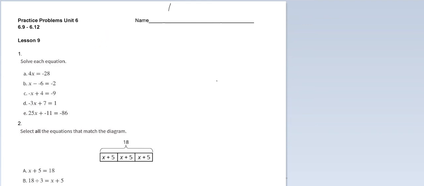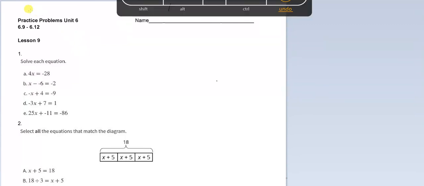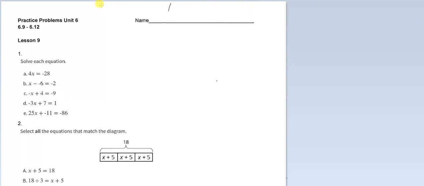And I want to start with problem number 1 here, where we're solving all these equations. And I'm going to try my best to get all of these into this space here. We'll see if we can make it work, but I'm going to start with problem A.